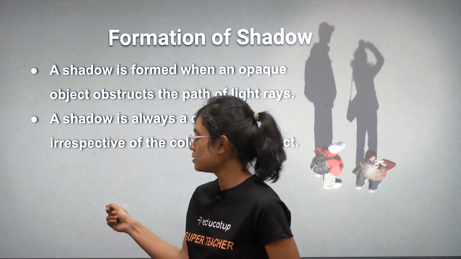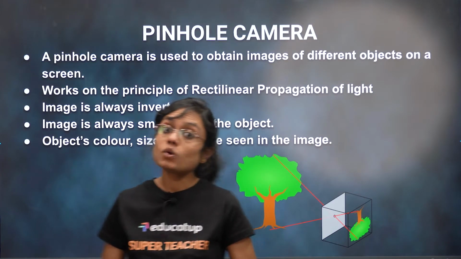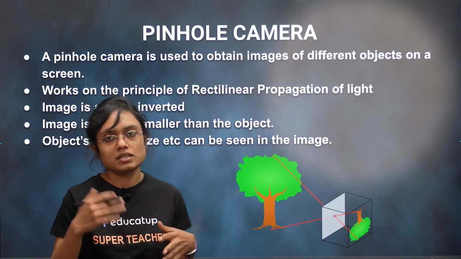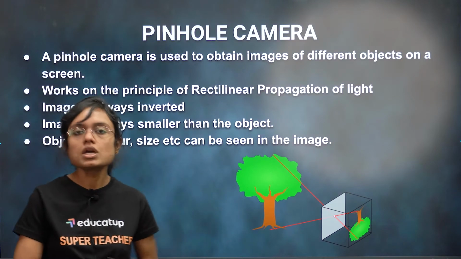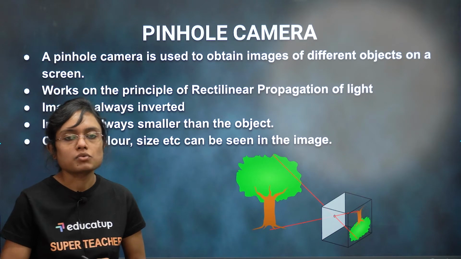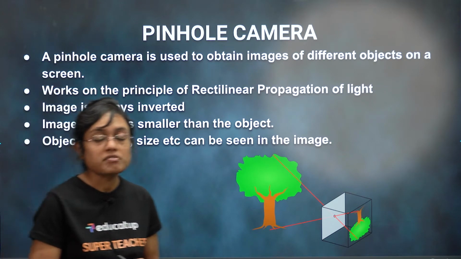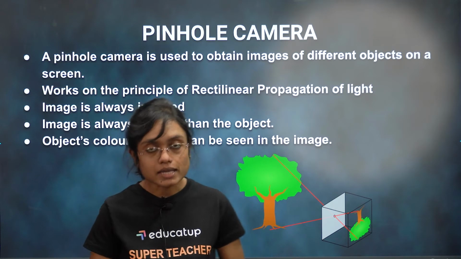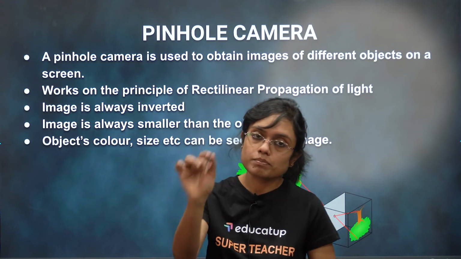Now let's move ahead. Pinhole camera. You all must have seen the digital cameras which are being used these days. A pinhole camera is almost the same as a digital camera, but it works on the principle of rectilinear propagation of light. That means light always travels in a straight path.